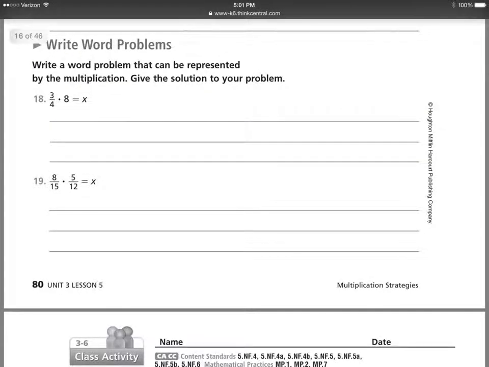I would also like you to complete numbers 18 and 19, where finally, instead of solving word problems, you get to create them. Have fun, go nuts, use the factors that are given for you and create a word problem. And don't forget to give the solution to your problem.